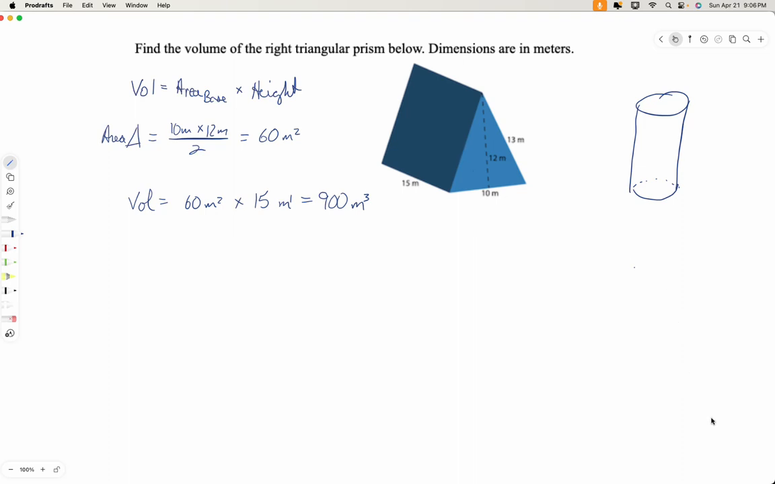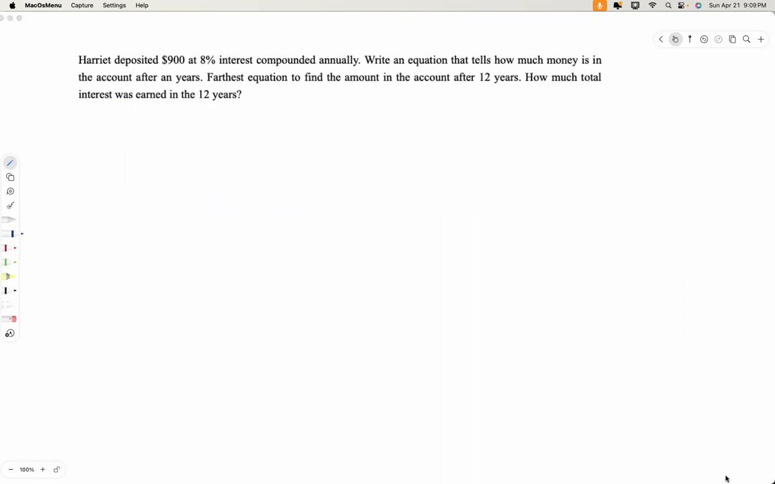So let's look at lesson 114. All right, here we are in lesson 114. Harriet deposited $900 at 8% interest compounded annually. So we're going to use this formula: the amount in a certain period of time is equal to the original amount times 1 plus the interest rate in that time period. We're going to add in the numbers. We're going to write an equation that tells how much money is in the account after n years.